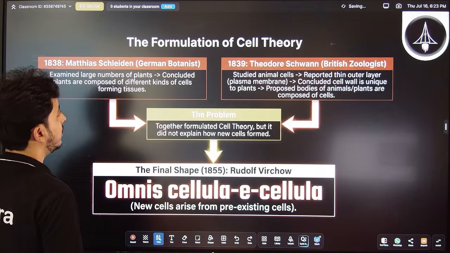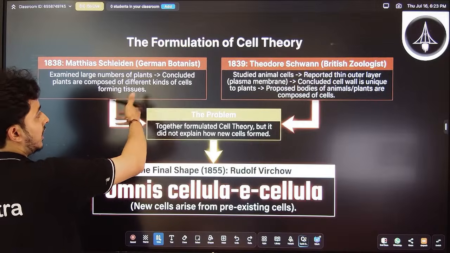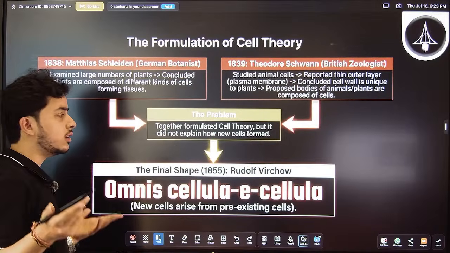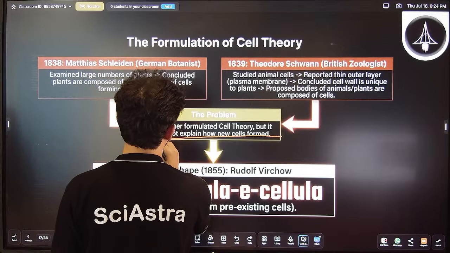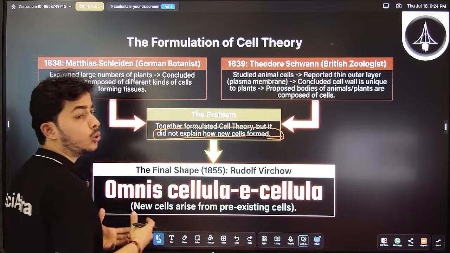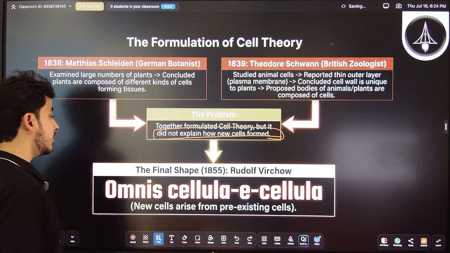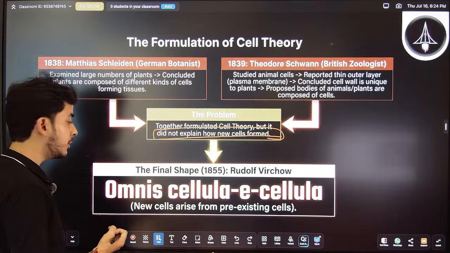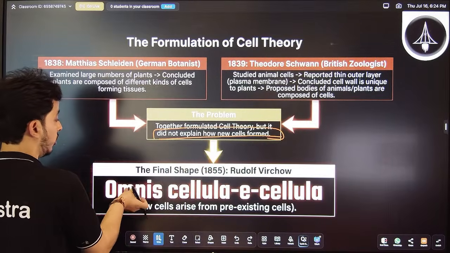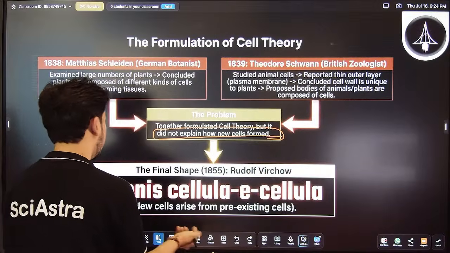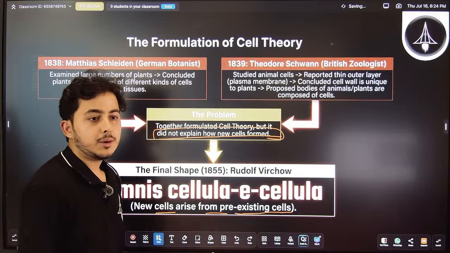Schleiden and Schwann formulated the cell theory, but it did not explain how cells were formed. The origin of cells was not clear. To make it clear, to give it a final shape, there came Rudolf Virchow in the year 1855. He said omnis cellula e cellula, that means new cells arise from pre-existing cells. Okay.